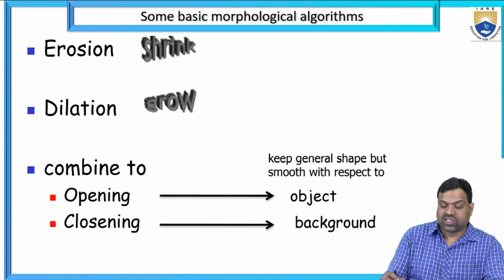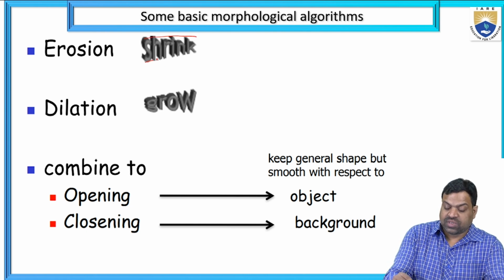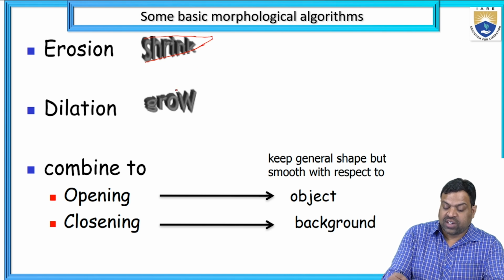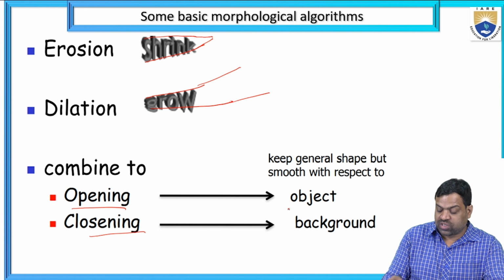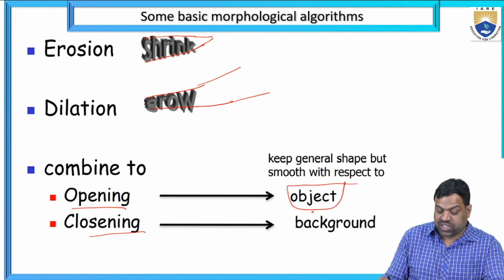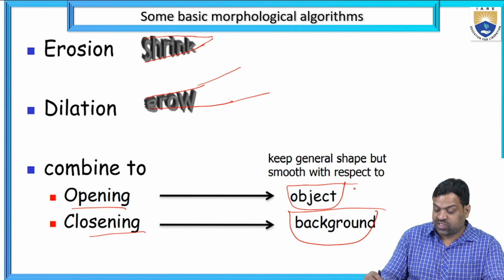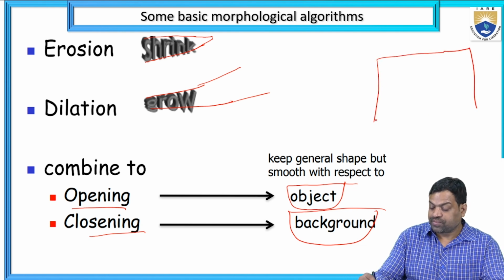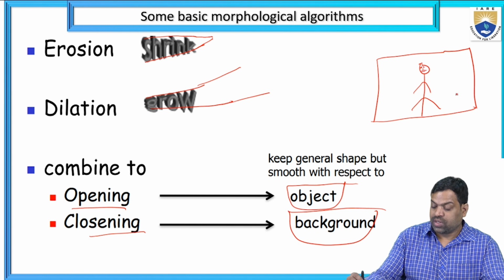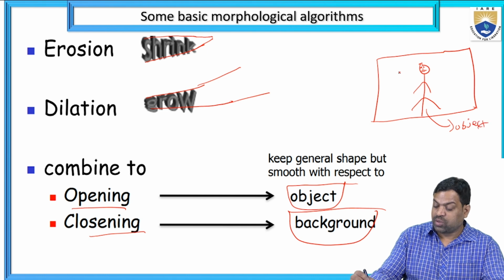If I am going for the erosion, you have to see like this, increasing to decreasing of the lines. Here dilation means decreasing to increasing of the lines, and combining to opening and closing. Opening means when the object is called, that is opening. When the background is called, that is closing. Suppose, so what is the object here? It is the object. What is the background here? These are all the backgrounds.